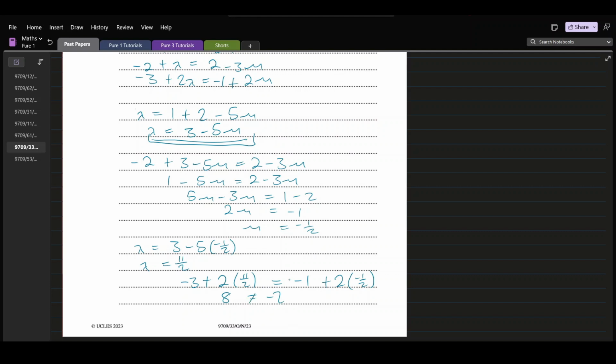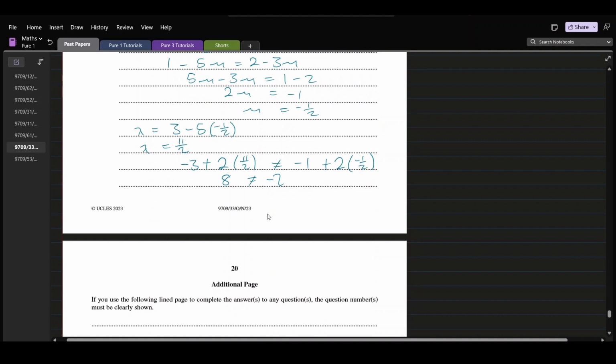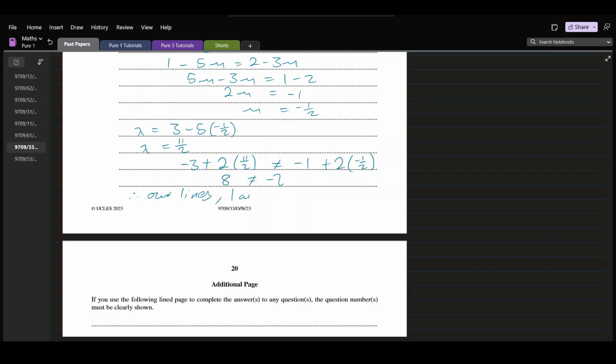We can tell that our third equation is not satisfied. Therefore, this means that our lines do not intersect. And since we already proved that our lines are not parallel, it means that our lines must be skew. So we can conclude that therefore our lines L and M are skew. And that's our final answer. So that's the final question in this paper.